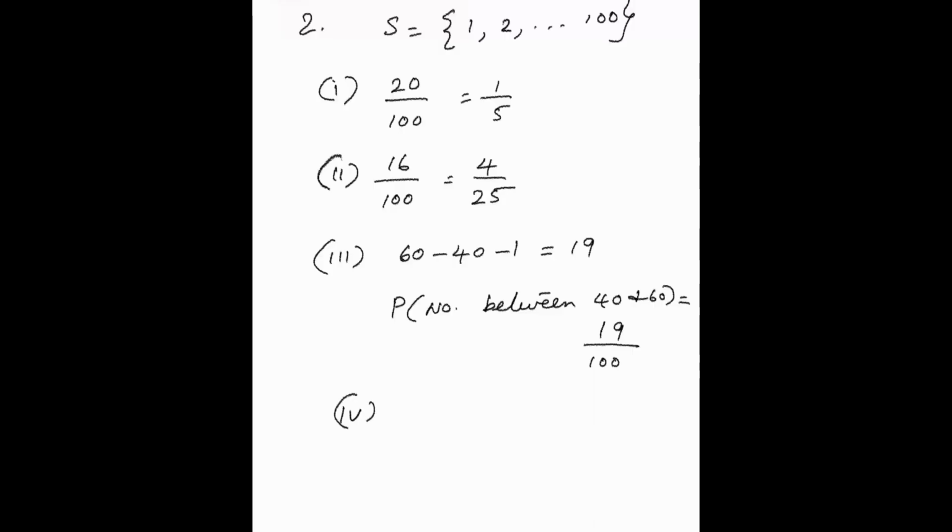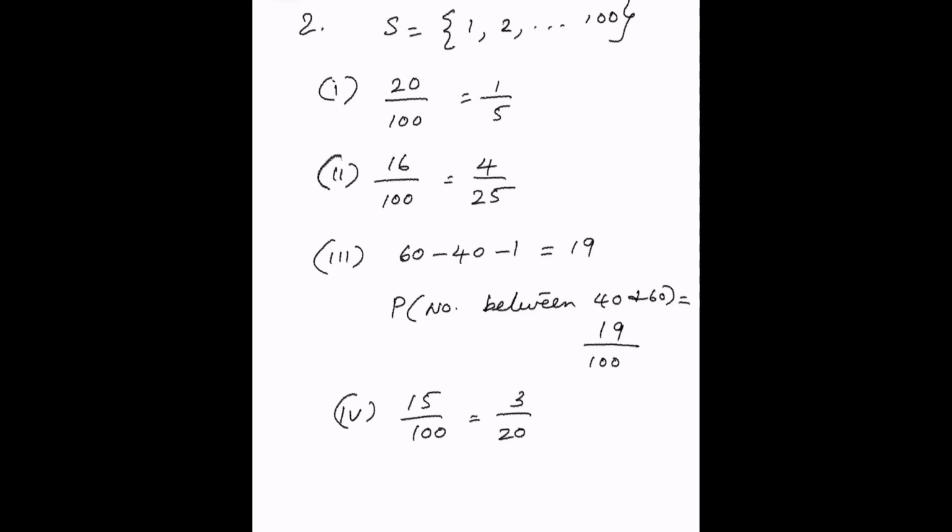Fourth one is going to be greater than 85. So how many numbers are greater than 85? 86, 87, 88, 89, 90, 91, 92, 93, 94, 95, 96, 97, 98, 99, 100. So 15 numbers are greater than 85, so the probability is going to be 15 by 100, which is 3 by 20.